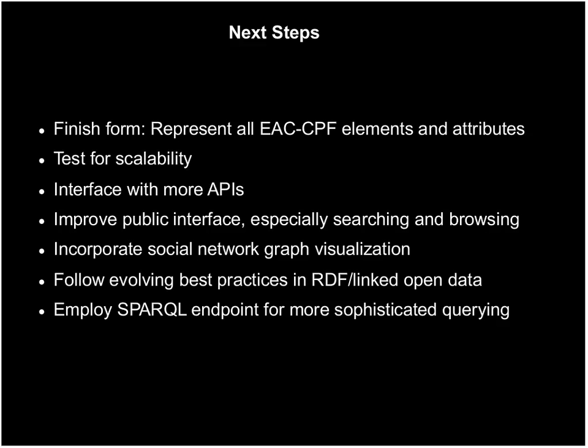I'd like to interface with more APIs, especially WorldCat and JSTOR, in being able to get books and journal articles and such about entities. I want to improve the public interface, especially searching and browsing, and incorporate social network graph visualizations into the user interface, which takes into consideration to a very large degree SPARQL and linked open data methodologies.